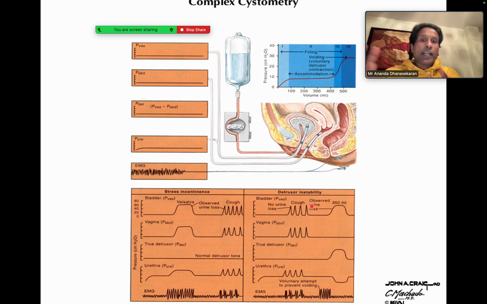And ending up with a very complex investigation, which is known as cystometry. I'm pretty sure at your stage you don't have to know, but the overall idea is during the cystometry we try to fill the urinary bladder with normal saline with the help of a catheter.